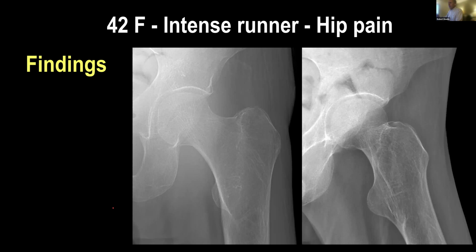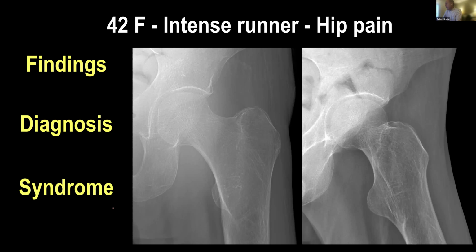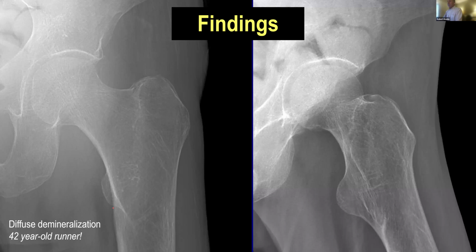And think about what you would say the findings are, what the diagnosis might be, and what syndrome this patient might have. Well, the findings in this case, number one, the bones look very demineralized. They look really washed out in general, thin and sparse trabeculation, thin cortices. And this is in a runner, only 42 years old, look too demineralized to be normal.